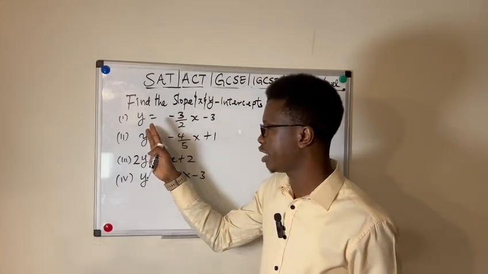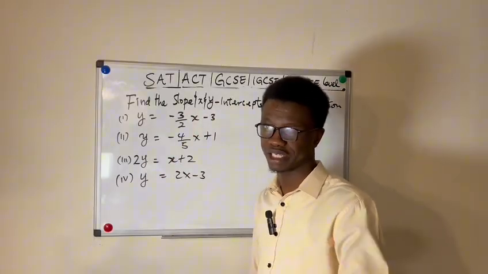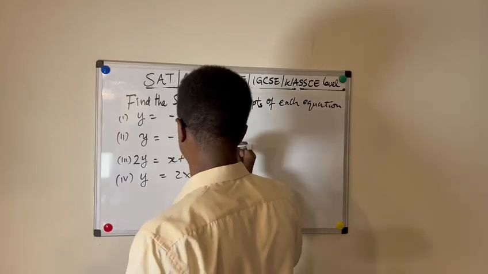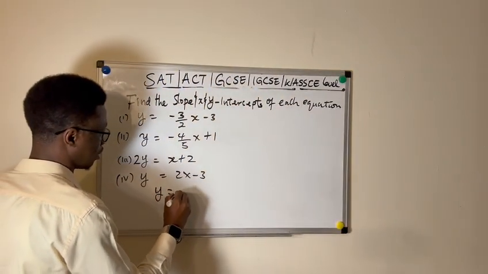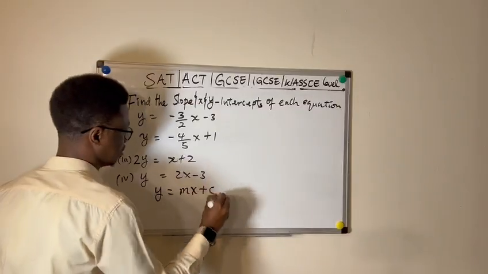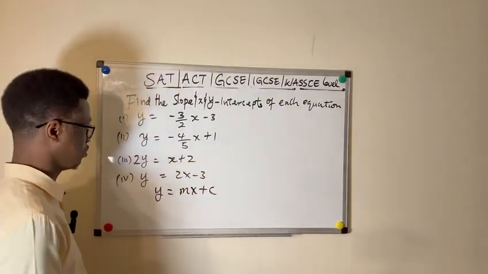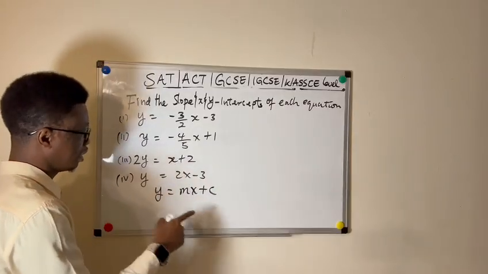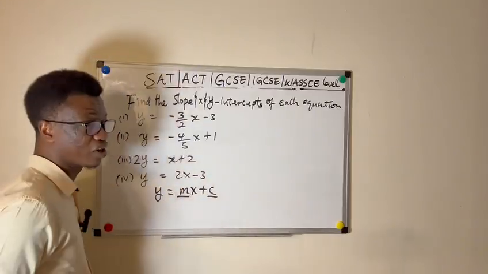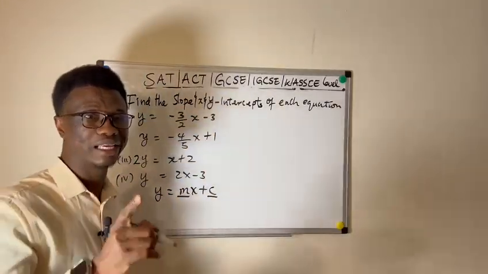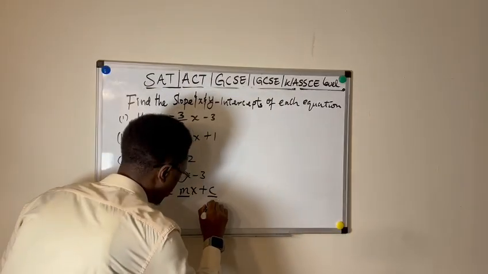All we have to do here is, if there is any equation that is not in slope-intercept form, we need to write it in that form. The general equation for slope-intercept form is y equals mx plus c, okay? Where y is the line of equation, m represents the slope, and c, which is the constant, represents the y-intercept, okay? So that's the y-intercept.